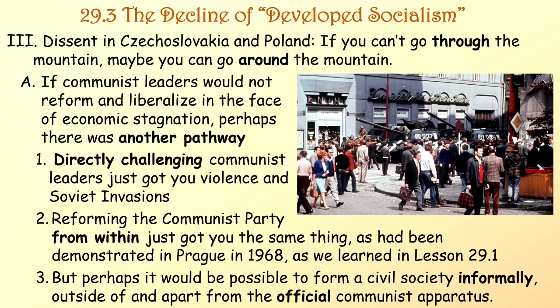Dissent in Czechoslovakia and Poland. If you can't go through the mountain, maybe you can go around the mountain. If communist leaders would not reform and liberalize in the face of economic stagnation, perhaps there was another way. Directly challenging communist leaders got you violence and Soviet invasions. Reforming the Communist Party from within just got you the same thing as had been demonstrated in Prague in 1968, as we learned in Lesson 29.1. But perhaps it would be possible to form a civil society informally, outside of and apart from the official communist apparatus.